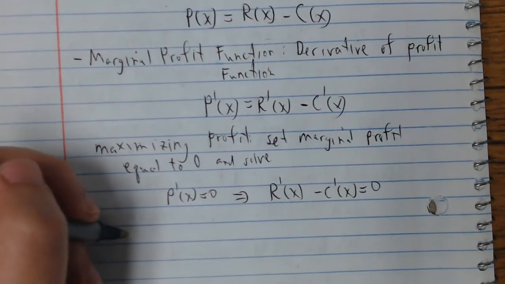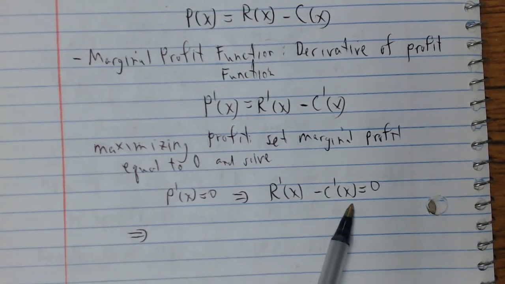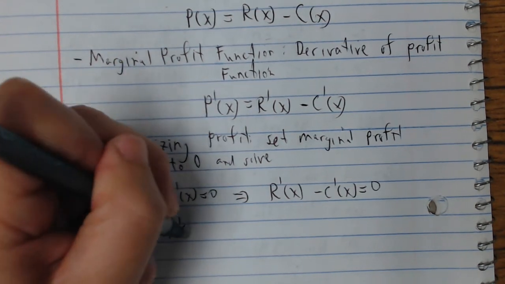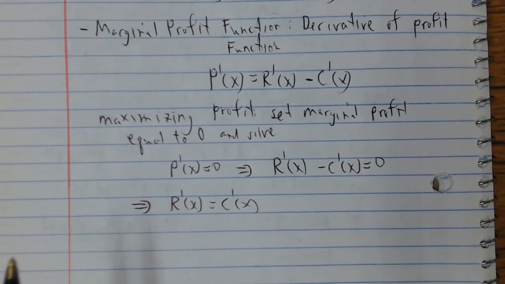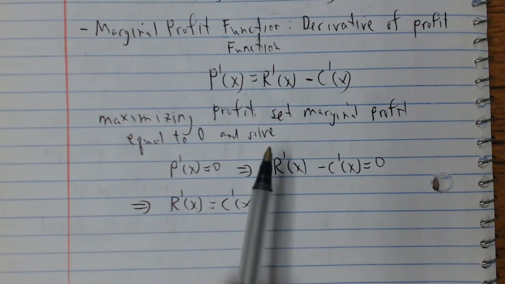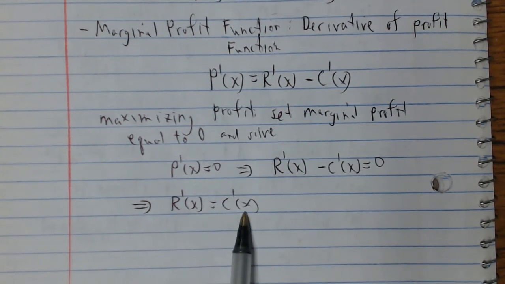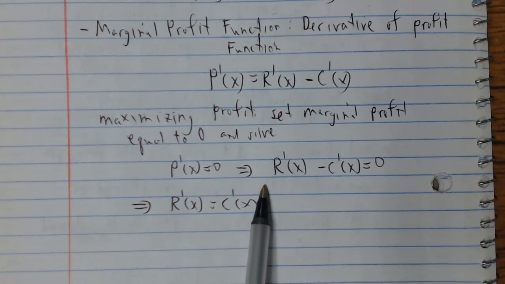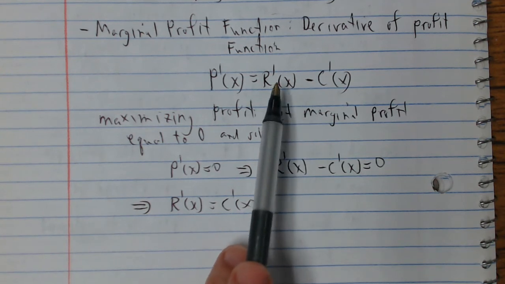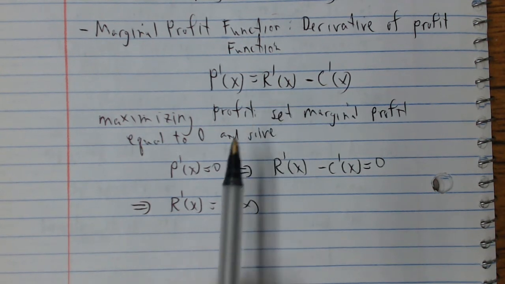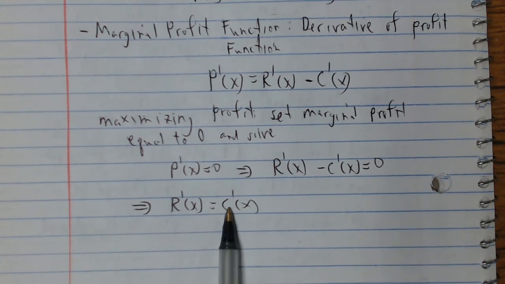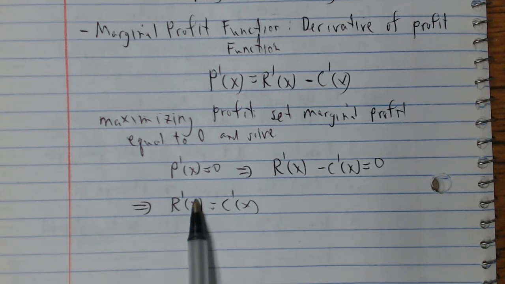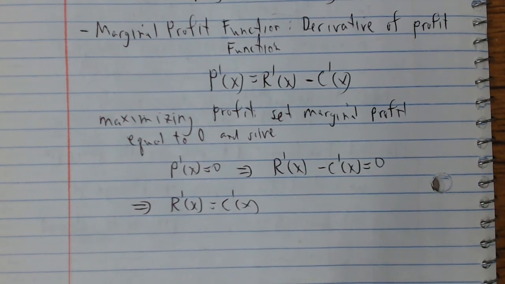And so what does this imply? If I add the marginal cost to both sides, I get R prime of X equals C prime of X. And so what do you notice here? When you have R prime of X equals C prime of X, that doesn't guarantee that my profit is maximized. But what we could say is this: if we know that our profit could be maximized, then that means the marginal revenue should equal the marginal cost.